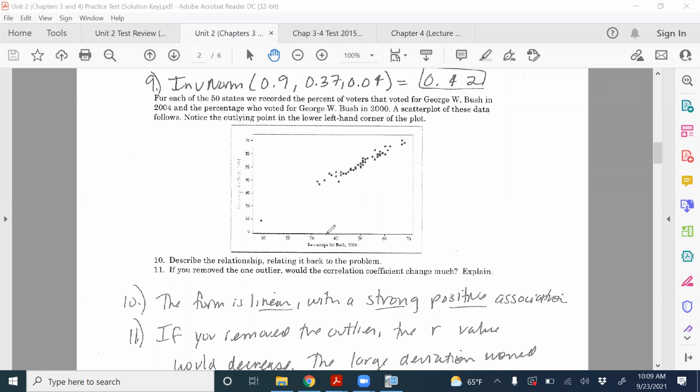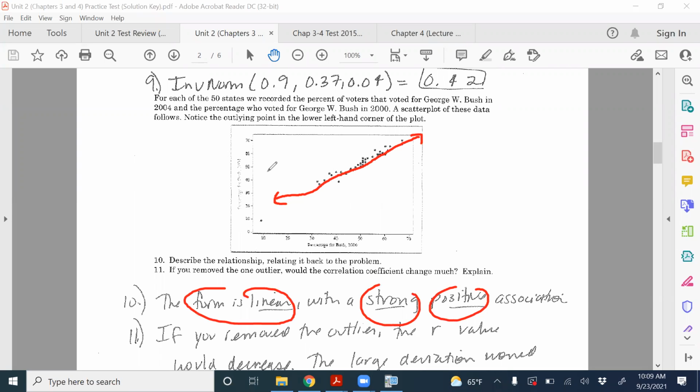Anyway, you can see that if you voted for George W. Bush in 2000, most likely you voted for him again in 2004, even if you're upset about the war and all that stuff. The relationship is definitely linear. It's definitely a positive slope, and it looks very tight. If I draw a best fit line, it's really tight.